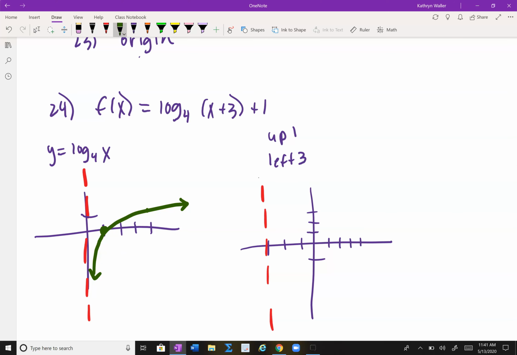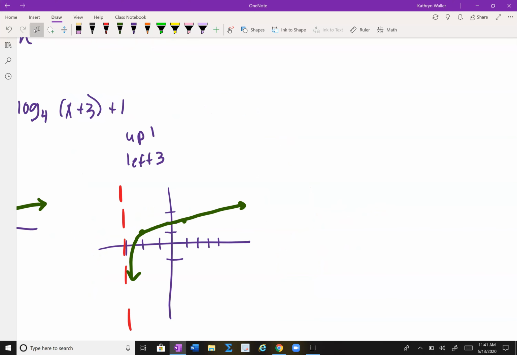Okay, so here I am at 1, 0. I'm going to go up 1, left 3, 1, 2, 3. There's my graph. Then I'm going to go to 4, 1, I'm going to go up 1 and left 3. So there's that point. Curves like that. There we go. Okay. And then they're asking for domain.